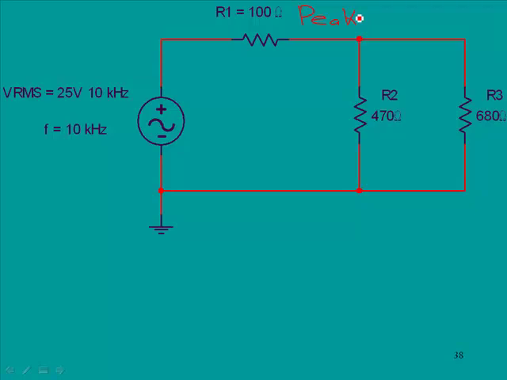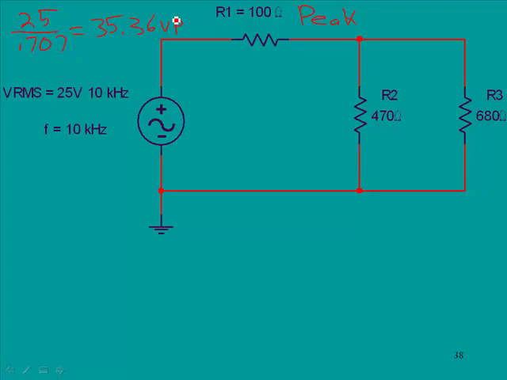So this starts out with a 25 volt RMS voltage source here, and since we're doing peak, we need to first of all convert over to peak. So we would take our 25 volts divided by 0.707, and that would yield 35.36 volts peak.